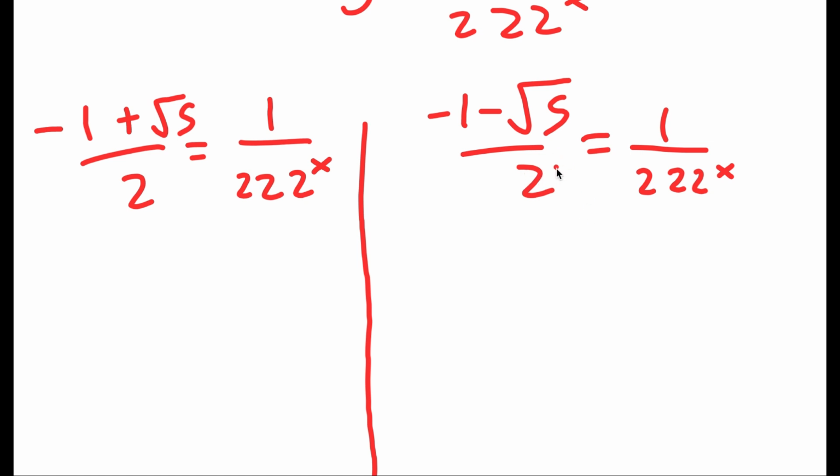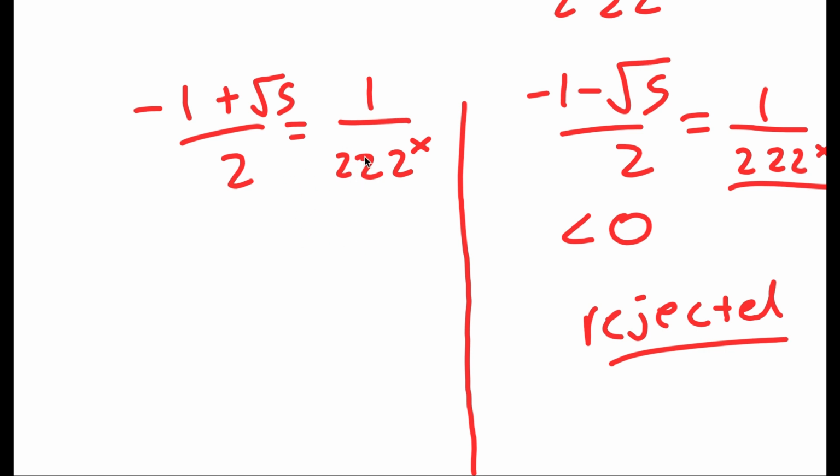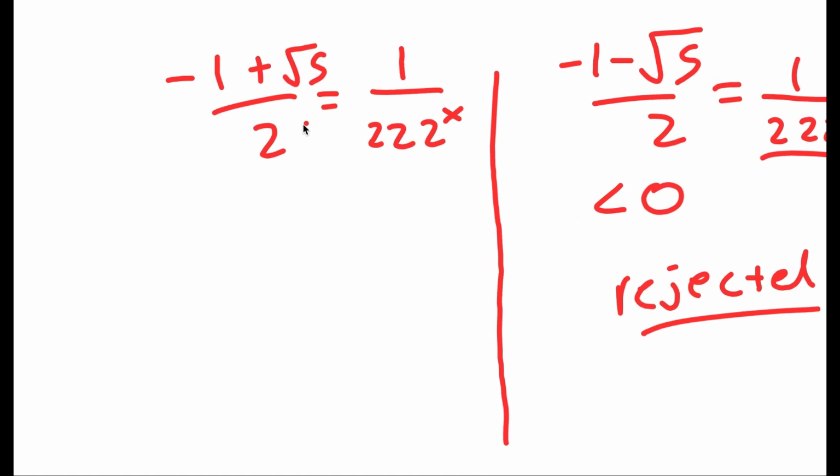So if we look at my right-hand side, I have negative 1 minus the square root of 5 over 2, which is a negative number, meaning it's less than 0. And you can't take the power of an exponent, a positive number, and make it equal to a negative number, meaning there's no solution for my right-hand side and it's rejected. My left-hand side, however, we can find a solution to this.